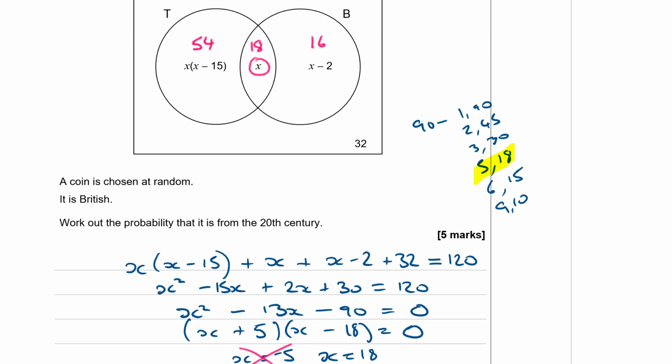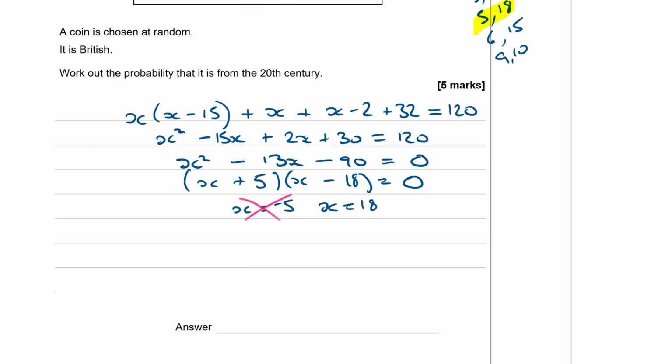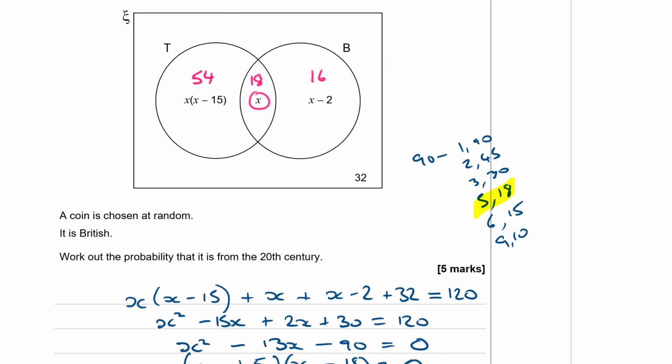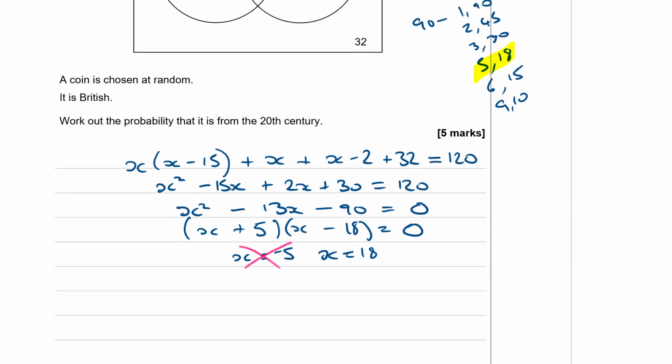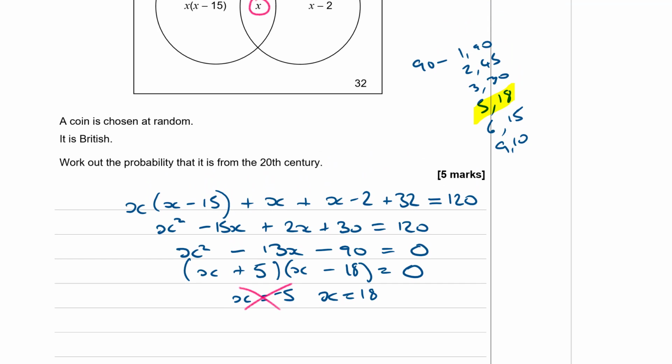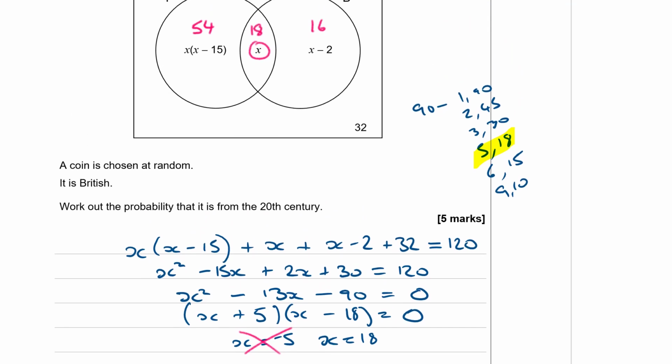A coin is chosen at random. What is the probability that it's British? Okay, so we haven't quite finished yet. We need to work out a probability. Work out the probability that it's from the 20th century. So we already know that it's British, so we know it must be inside the B circle. So it must be one of 18 plus 16 coins.